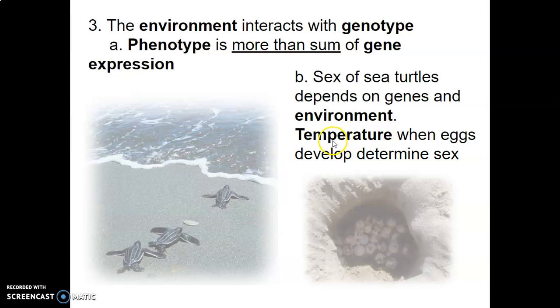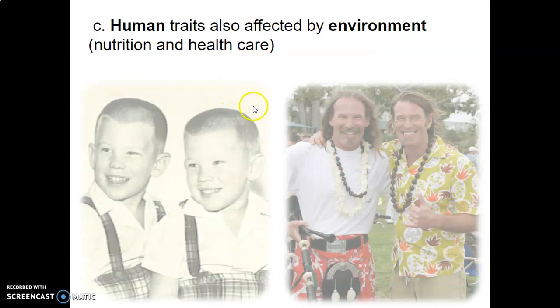I can't remember exactly which one, but if it's hot weather, they may be male. Or if there's a cold spell when a female sea turtle lays its eggs, they may all be female, or maybe vice versa. I can't remember off the top of my head, sorry. But temperature causes that. Another thing is that human traits can also be affected by the environment. Think about the environment not just as the weather or the temperature, but as your nutrition and healthcare.